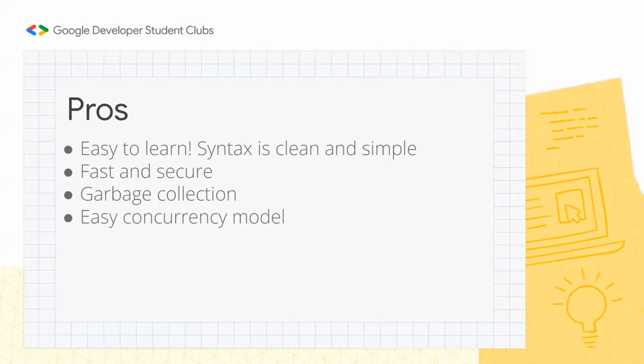Some pros for it are that it's pretty easy to learn, as we'll get into, and the syntax is really clean and simple. It's fast and very secure, and it also has garbage collection, which is different from C, so that's really nice and convenient. It also has a concurrency model. If you don't know what concurrency is, it's basically the task of running and managing multiple computations at the same time, which decreases waiting time and increases resource utilization. You'll learn about this more in upper level classes.